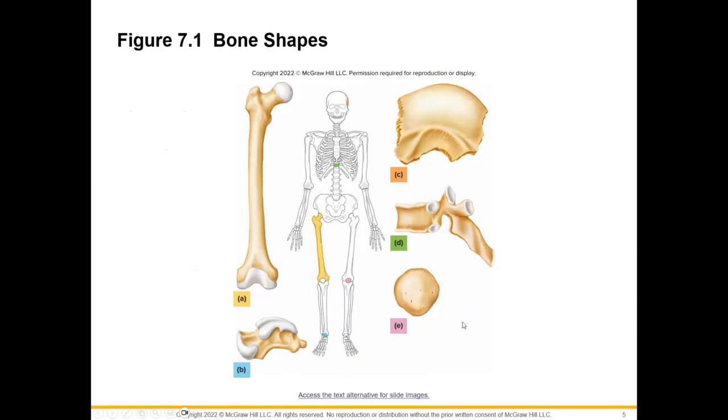Okay, and this shows you those different types here. Right? This is definitely long bone, right? Here we have, of course, sesamoid. Here we're going to have more of the flat bone. And then here we have some of the irregular shaped bones.